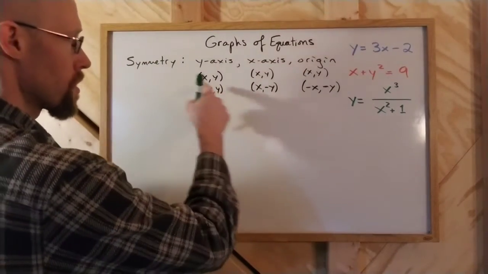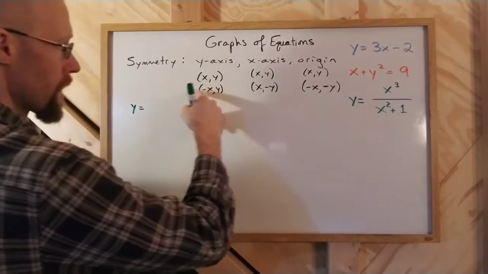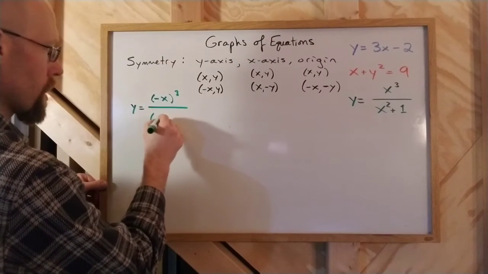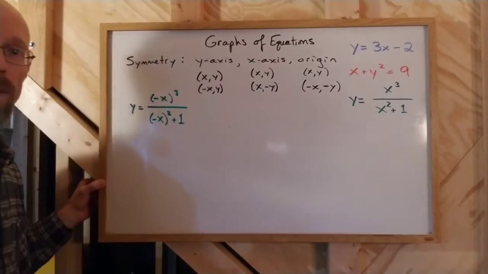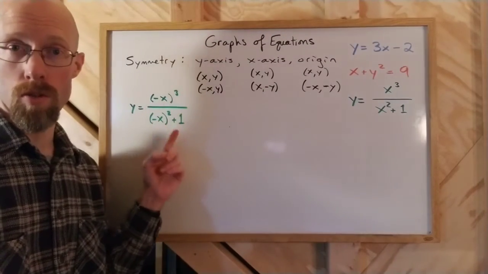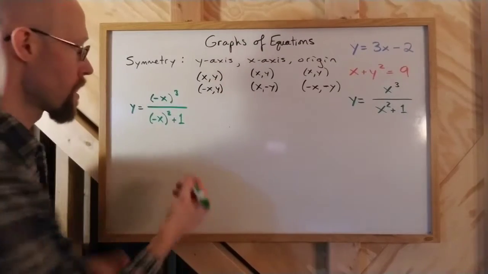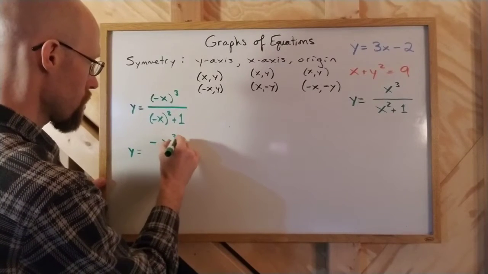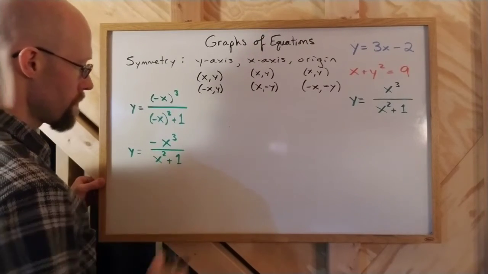So we start out just making that change. So we have y equals now x, both x's will become negative x. So this is negative x cubed over negative x squared plus 1. Now remember we said that negatives stay when there's a cube and they disappear when there's a square, right? You square a negative, you get the positive. You cube a negative, you still get a negative. And so we could say that this is equal to y equals negative x cubed over, now negative x squared is just x squared plus 1.